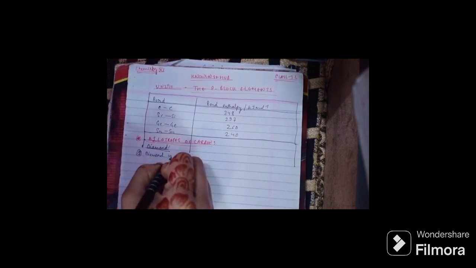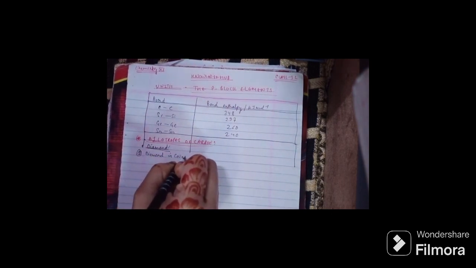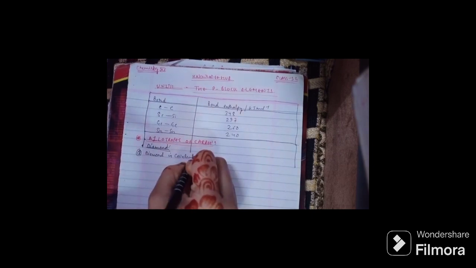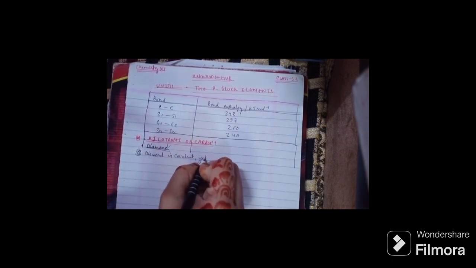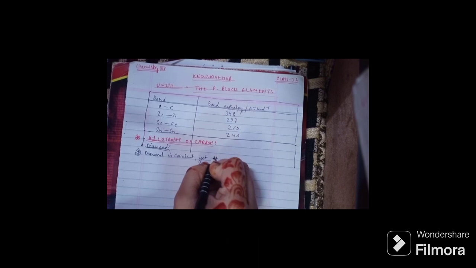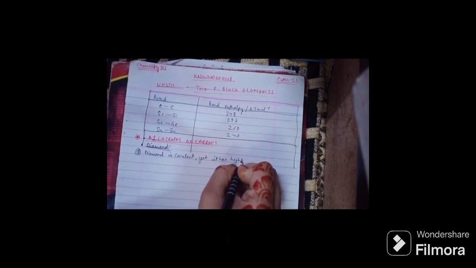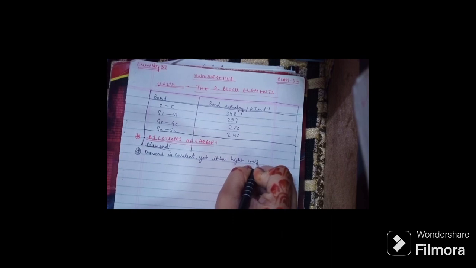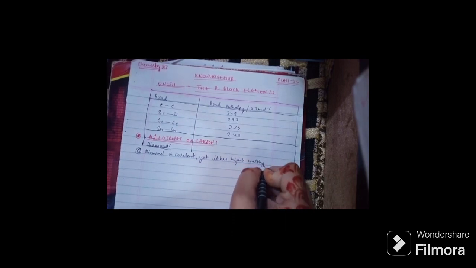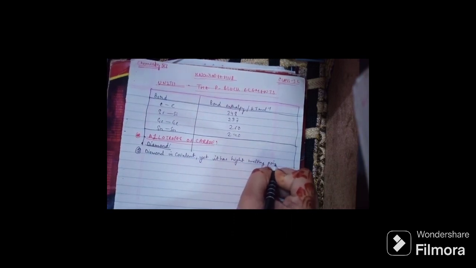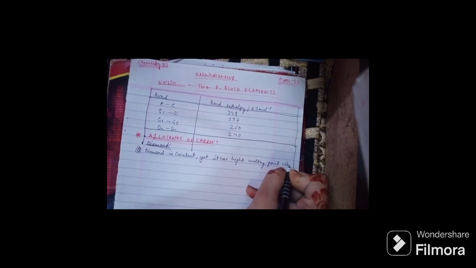Diamond is covalent, yet it has a high melting point. Why?